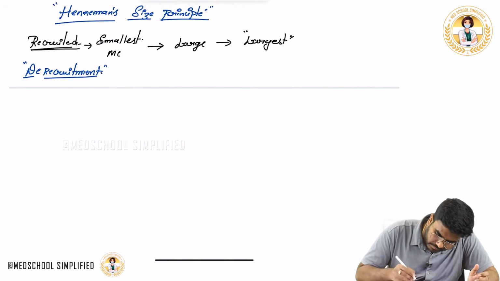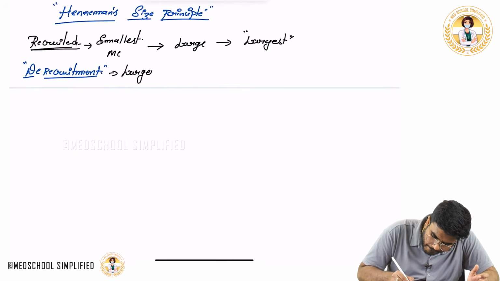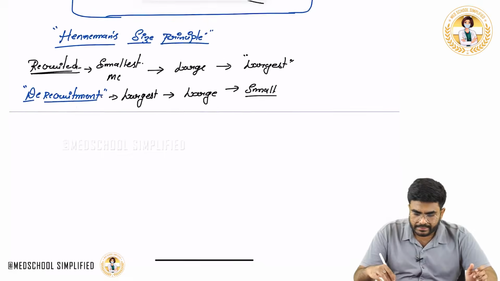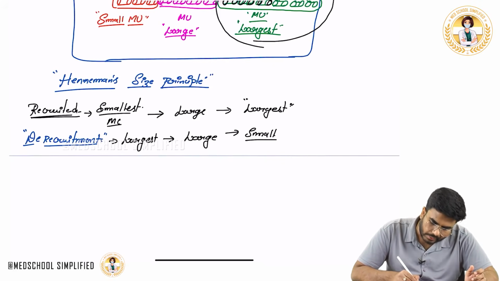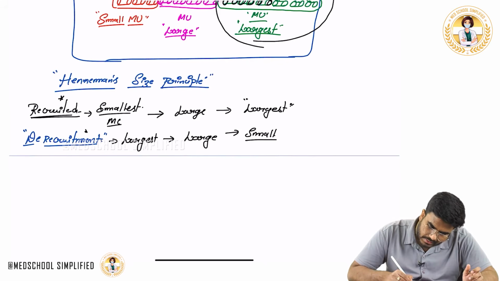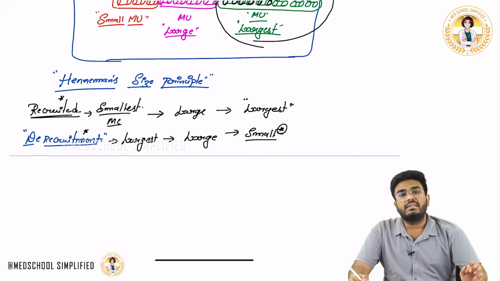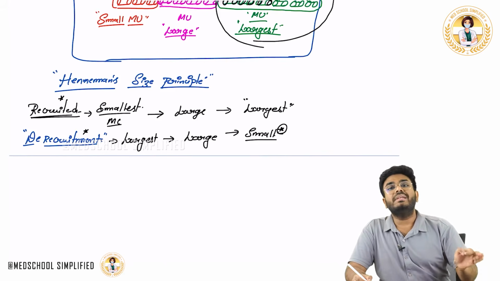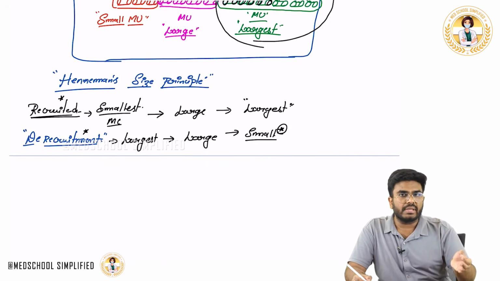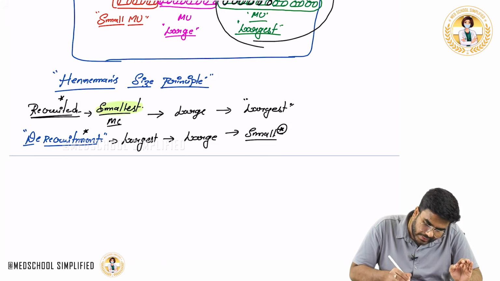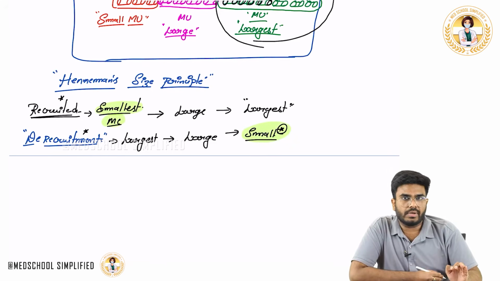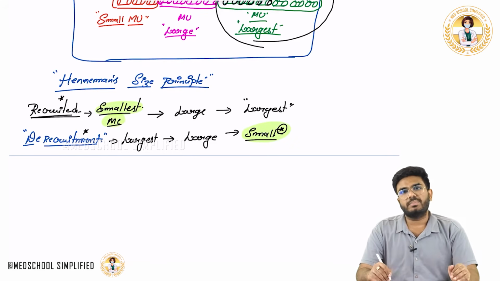So largest, followed by large, followed by small. I can say the smallest motor units are recruited first and the smallest are de-recruited last. The one who is first recruited is the one who is going to de-recruit last. Again I am repeating, the one who is going to get recruited first is the one getting de-recruited last. So this is the whole concept of the motor units.